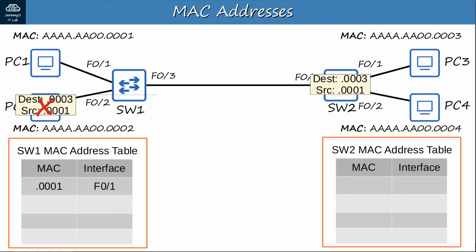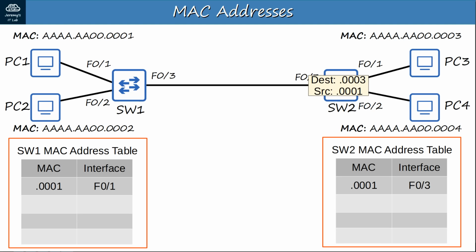PC2 drops the frame because the destination MAC address doesn't match its own MAC address. Now, what will Switch 2 do? Well, the exact same rules apply. Just like Switch 1 did, it uses the source MAC address field of the frame to dynamically learn PC1's MAC address and the interface it can use to reach PC1. Note that, unlike on Switch 1, PC1 isn't actually directly connected to the interface Switch 2 enters in its own MAC address table. However, this is the interface which Switch 2 will use to reach PC1. That's the meaning of the interface in the MAC address table. It doesn't mean the device is directly connected to this interface.